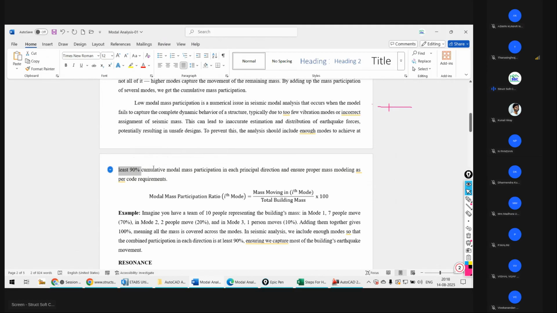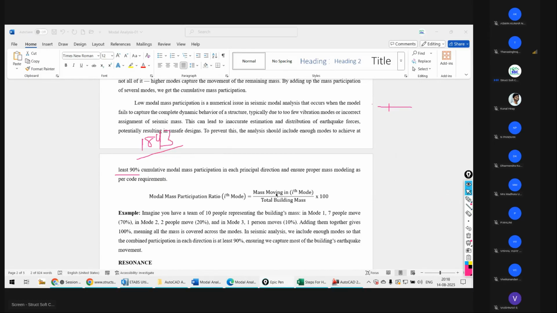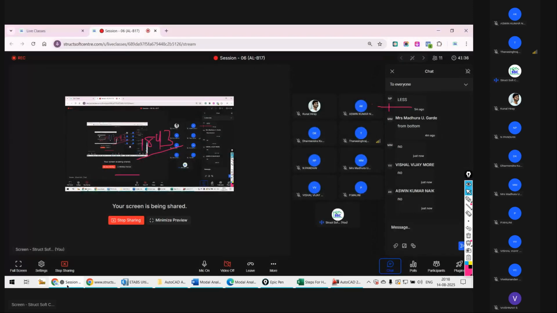Cumulative modal mass participation should be at least 90%. And this is the recommendation made by your code, IS 1893 2016. All these things we will see in reference to the code also. Don't worry, सब मैं code से भी आपको बताऊंगा. So here is modal mass participation. Got it? Completely about the modal mass participation.